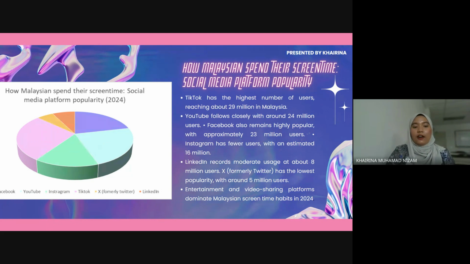From this chart, we can conclude that we Malaysians strongly prefer entertainment and video-sharing platforms like TikTok and YouTube compared to professional or news-based platforms such as LinkedIn and X, formerly known as Twitter. This highlights how entertainment plays a major role in shaping online habits in Malaysia. Next, I will pass to the next presenter, Nur Shazlin.